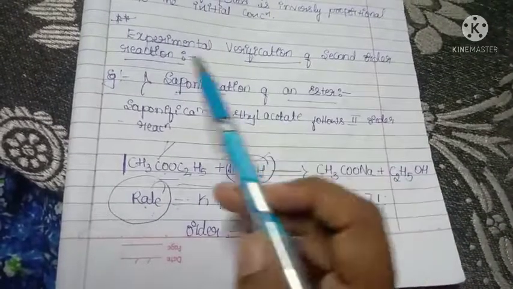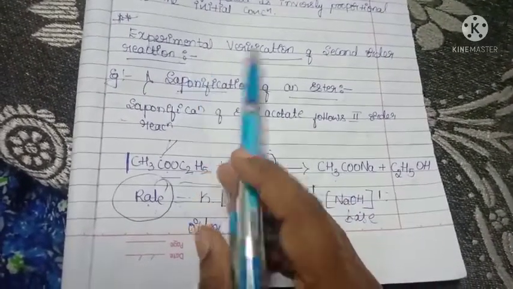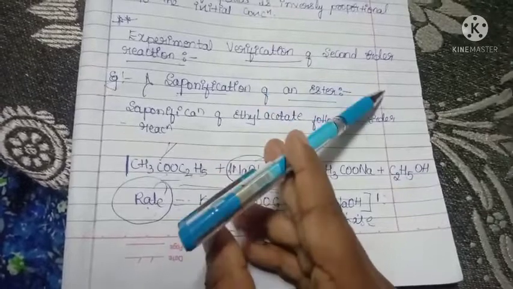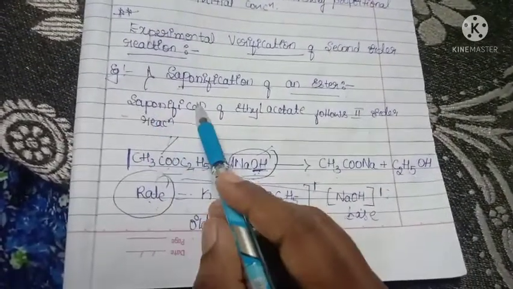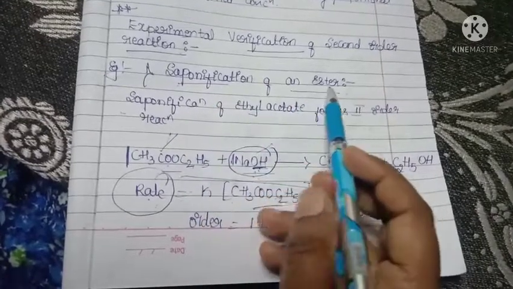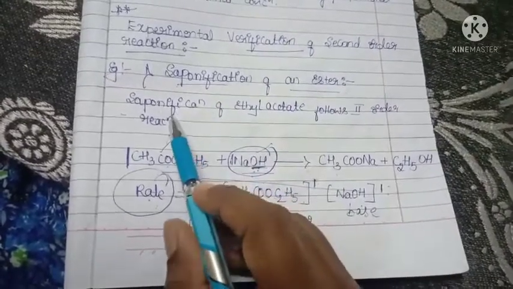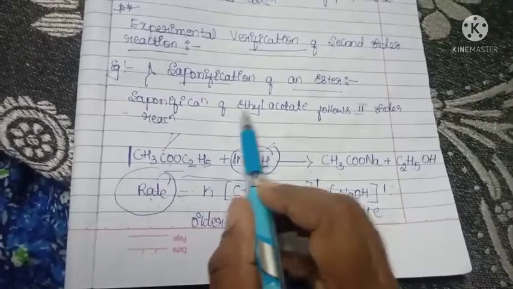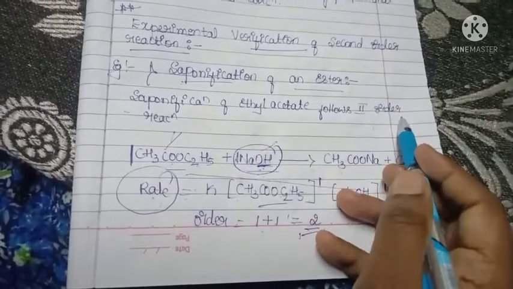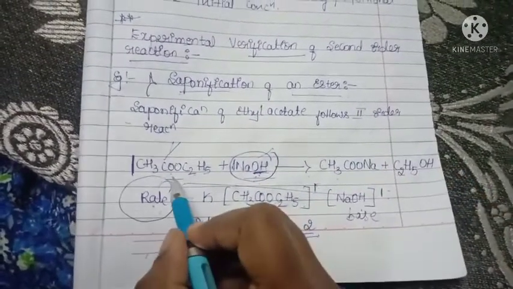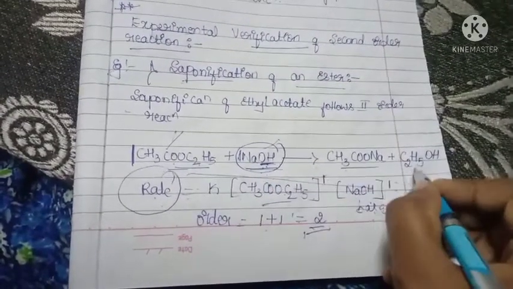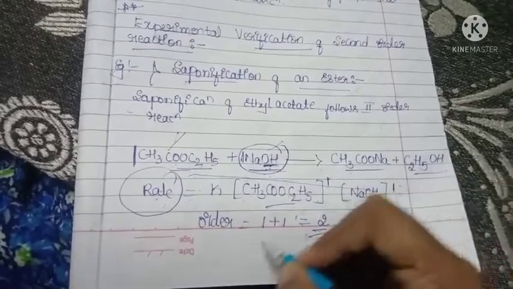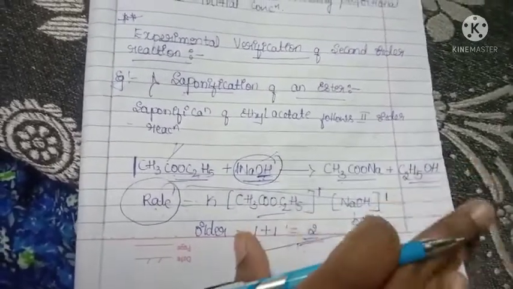Dear students, in the last class we learnt about the experimental verification of second order reaction. In that, the example is saponification of an ester. Here in the saponification of ethyl acetate, it follows a second order reaction. This is the ethyl acetate, this is the base. Sodium acetate, it gives an alcohol. This is a second order reaction.